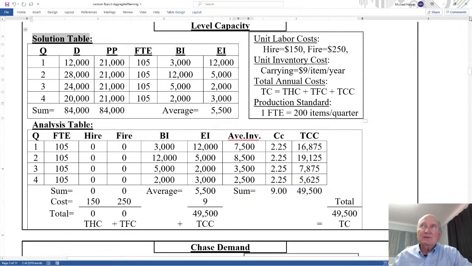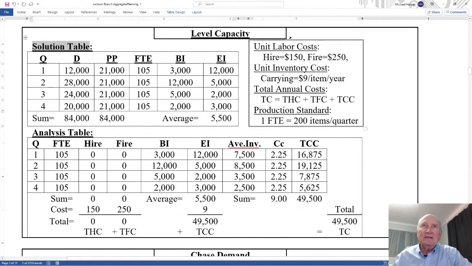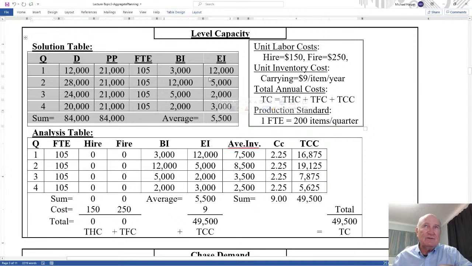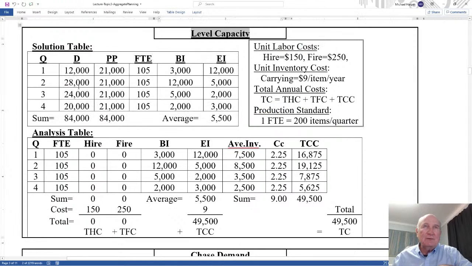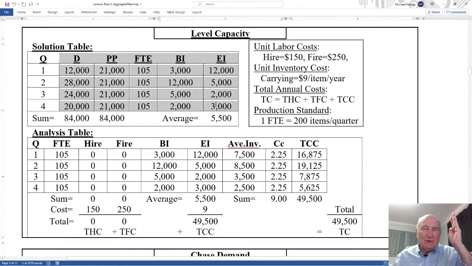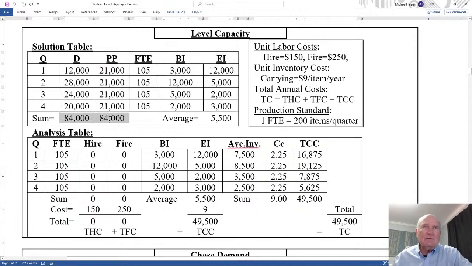I call it a solution table because this is the actual solution, the minimum amount of information to define level capacity. It has your demand, your productivity, your labor capacity, and your inventory. So those 4 things are in this table. That's the minimum amount of things that will define a solution in this development. I also had my annual production demand and my average inventory.